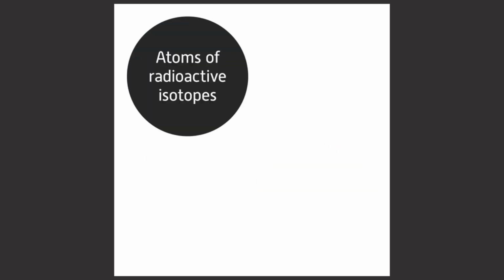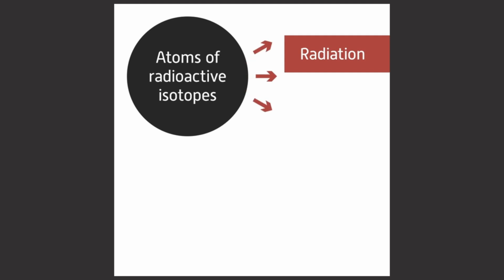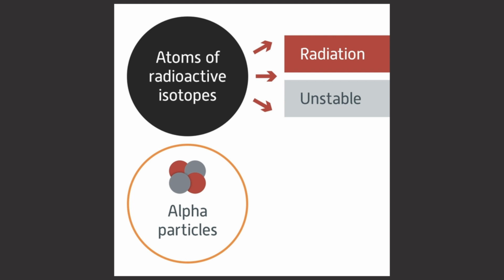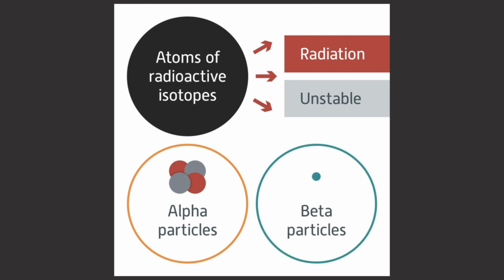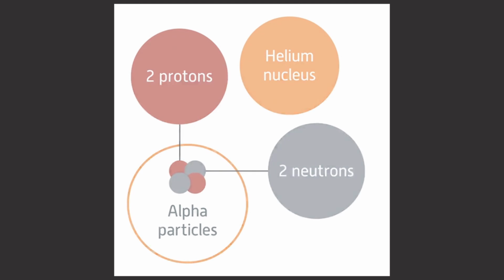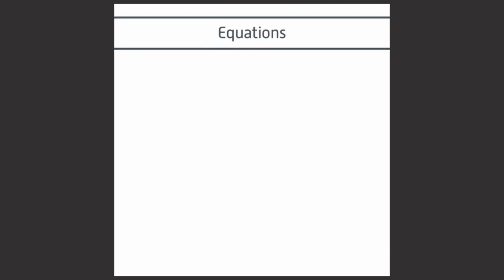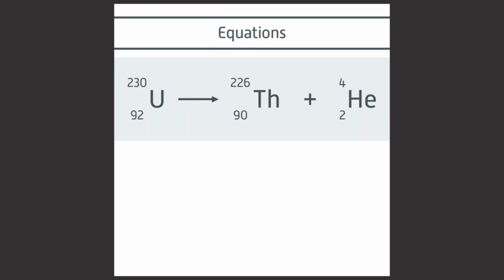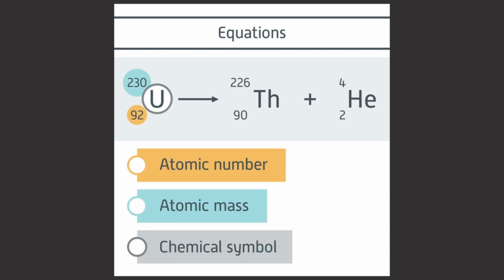Atoms of these radioactive isotopes can give off radiation because they are unstable. They either emit alpha particles or they emit beta particles. You need to know that an alpha particle consists of 2 protons and 2 neutrons. It is a helium nucleus. We can write equations to represent radioactive decay. This type of equation gives the atomic number, the atomic mass, and the chemical symbol of the initial radioactive element, as well as of the new element that is formed.